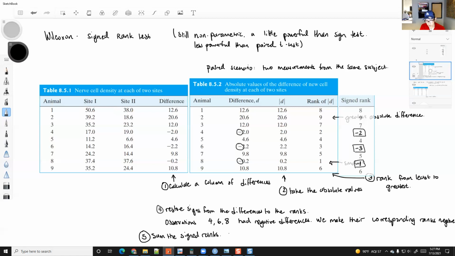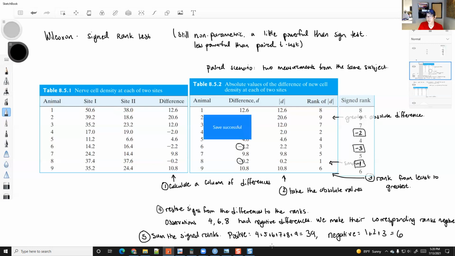Okay. So for the positive, we have basically 4, 5, 6, 7, 8, 9. You take all of the positive ranks, 4 plus 5 plus 6 plus 7 plus 8 plus 9. And what do you get? You get 39. And then for the negative ranks, you have 1, 2, and 3. So you get a 6. All right, as far as summing the signed ranks.